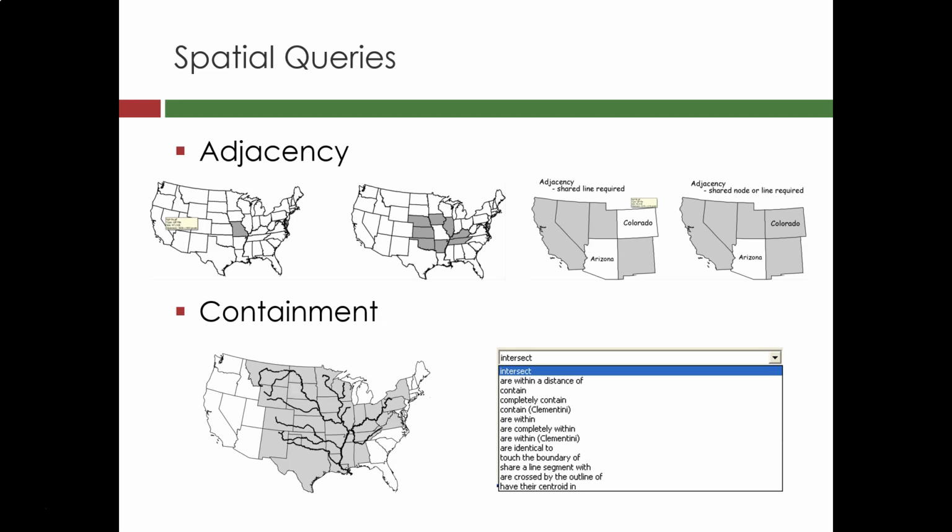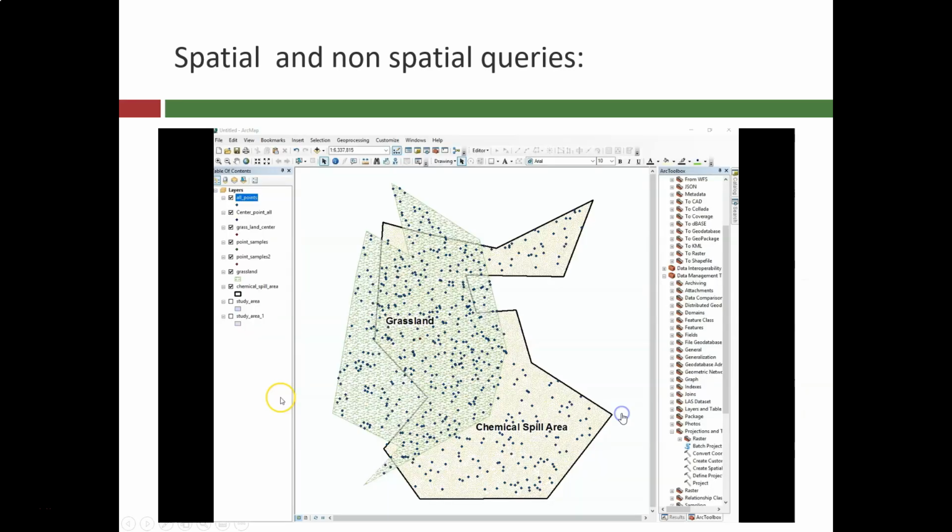Also, we have the notion of containment, selecting all features that surround or contain another set of features, or target feature. In the example, we have the Mississippi River. We select all states that contain some portion of that river. And here within the tool itself, we have all the options that can be used within the query. This is spatial and non-spatial queries.